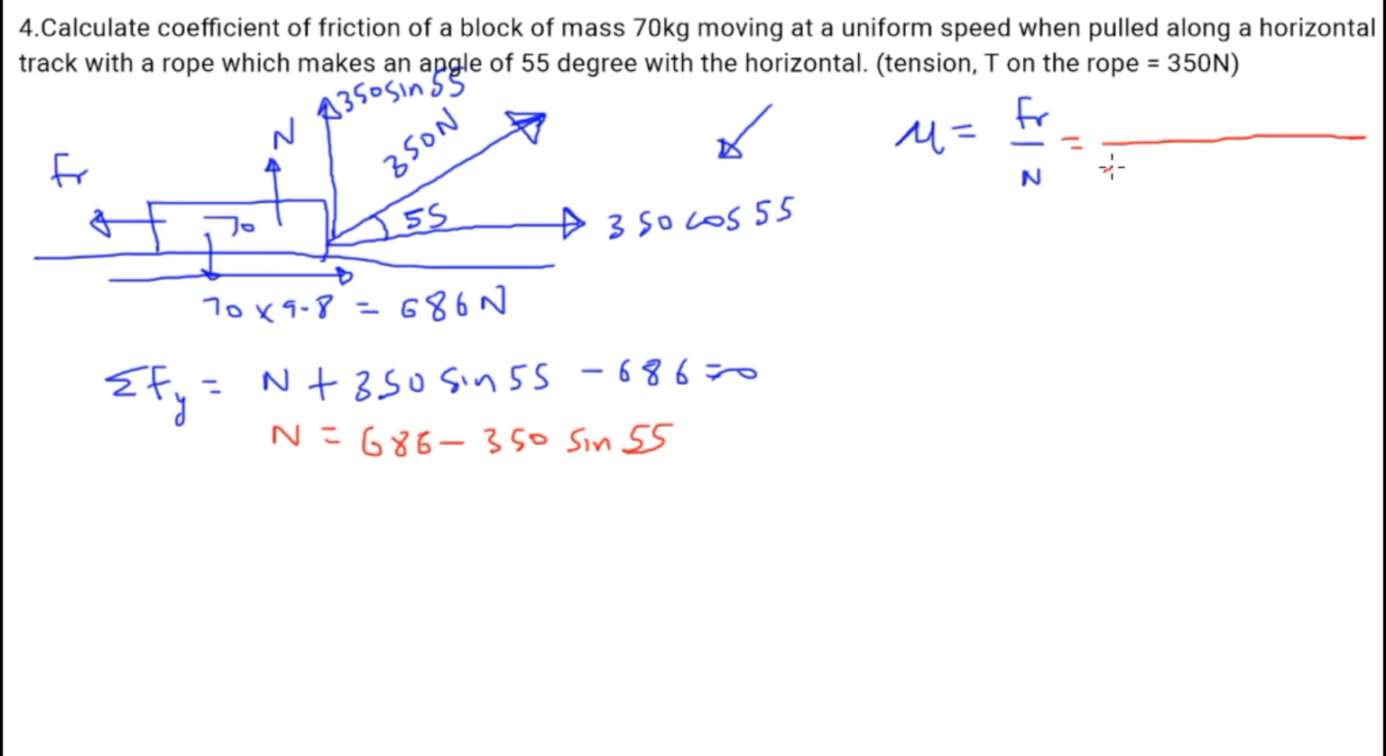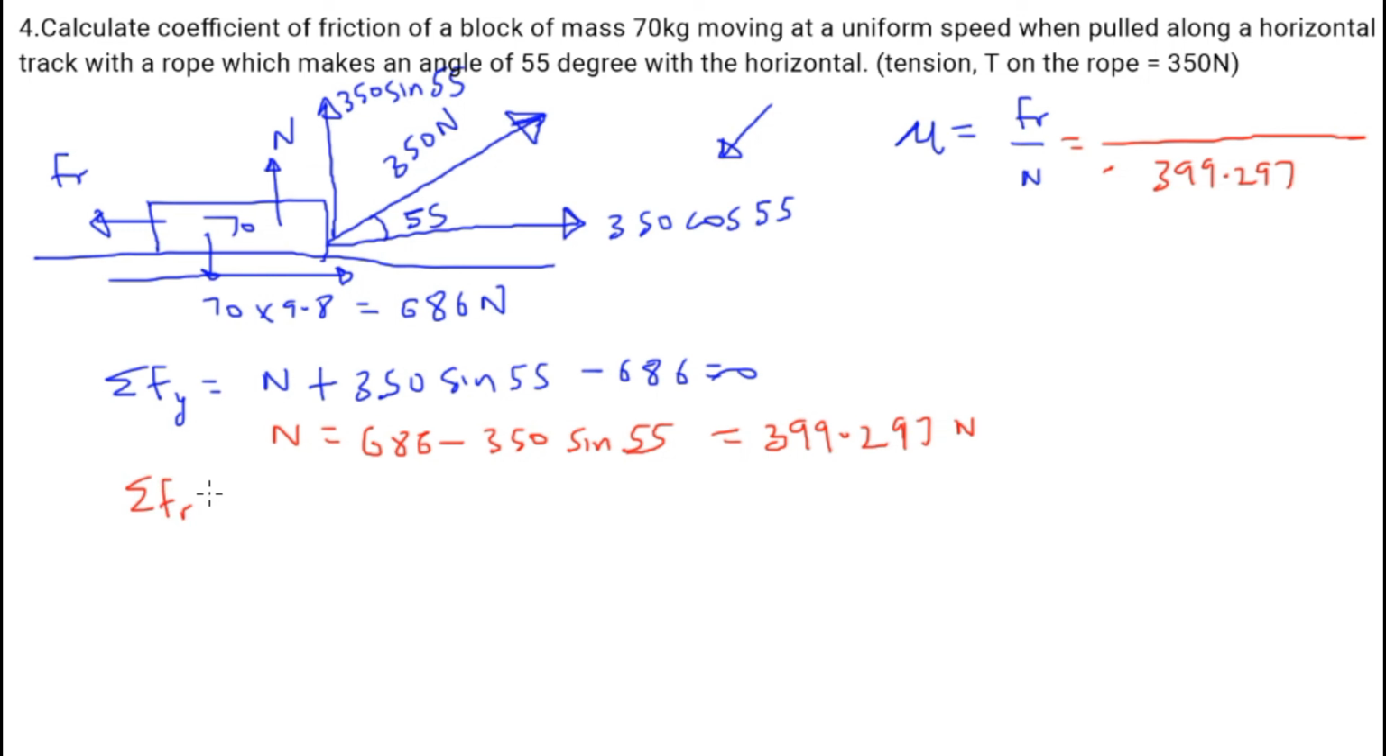So that's my N. Let me simplify further. 350 sine 55 is 286.7, then I'll have 686 minus that answer, that's equal to 399.297 Newton. So N is 399.297.